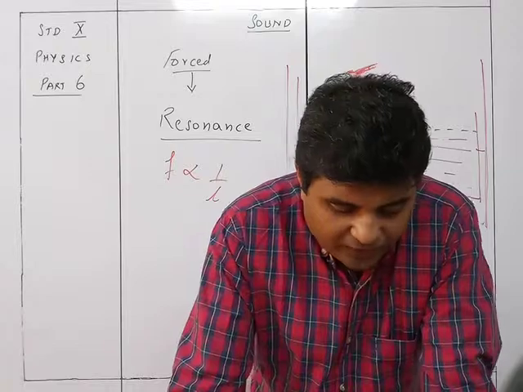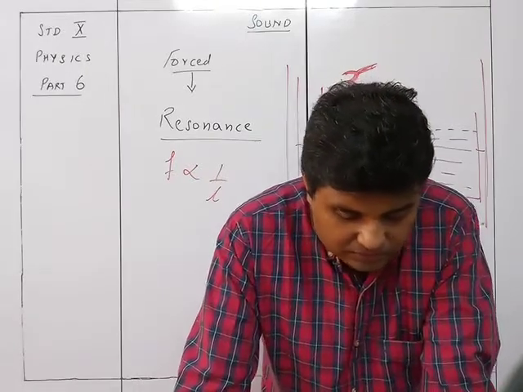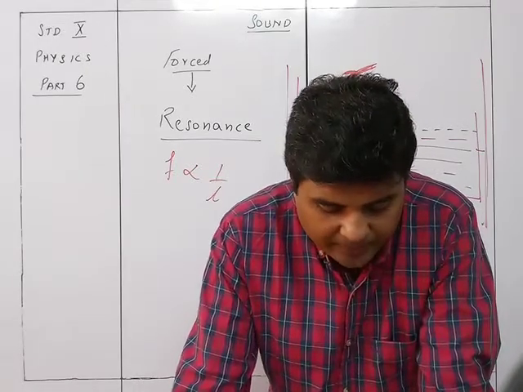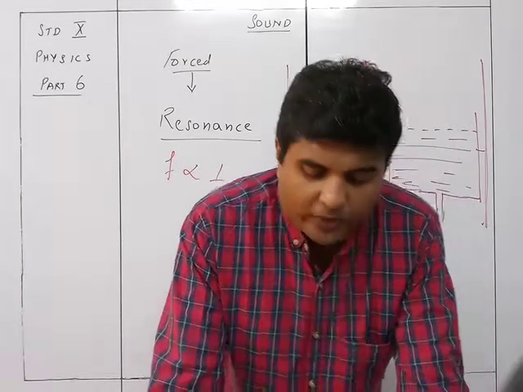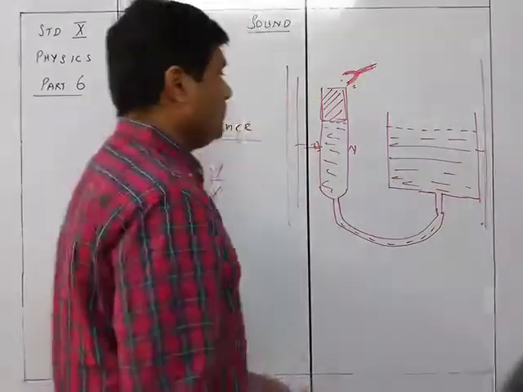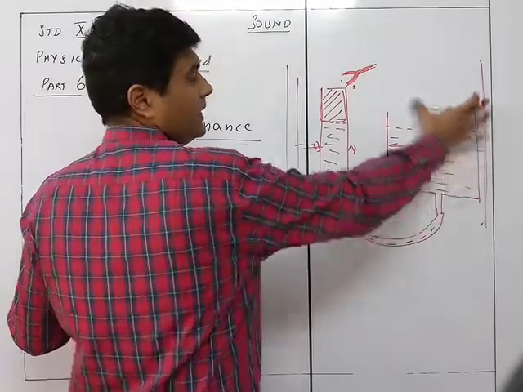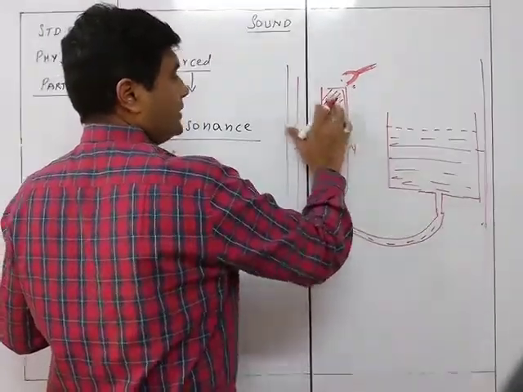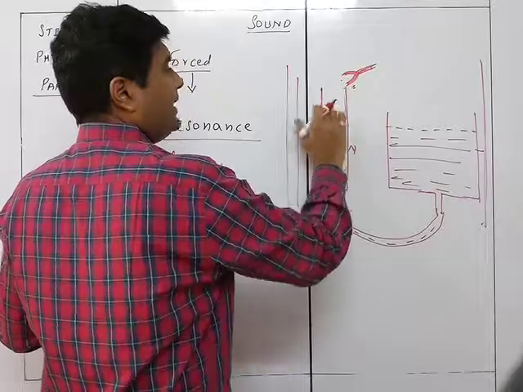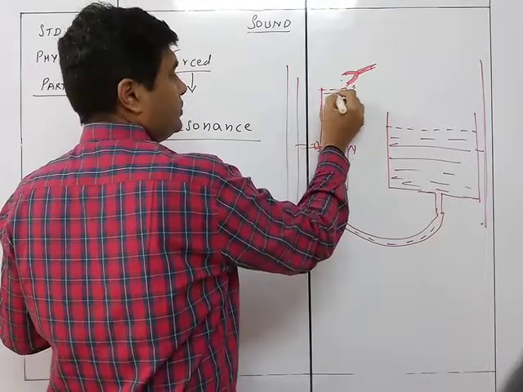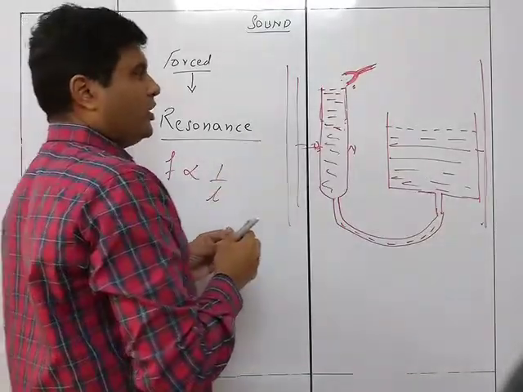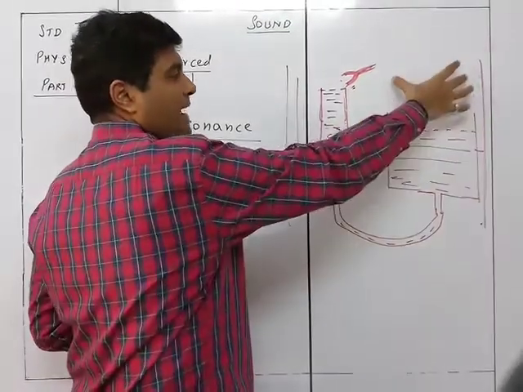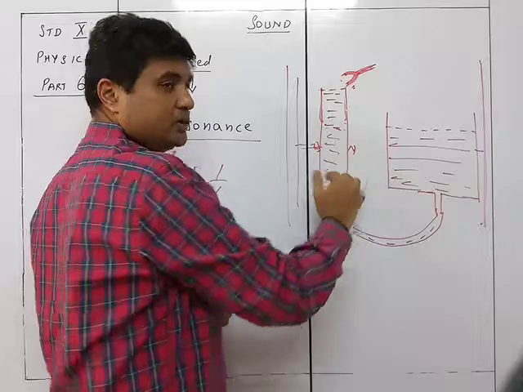Then a vibrating tuning fork is placed just above the mouth of the tube A, and the level of the water in it is gradually lowered. So what you first do is you bring this reservoir upward so that the water level comes up to here. So the water will be up to this point, and then you hit the tuning fork and bring it near, and then slowly, gradually put the reservoir down so that this level also goes down.